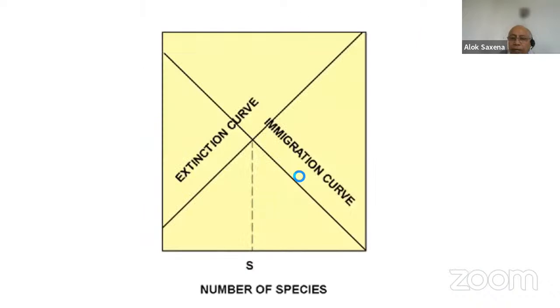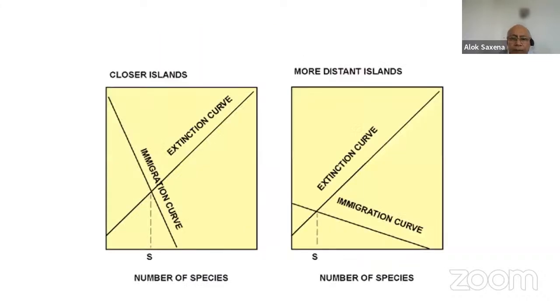Now we come to this slide, where there is an equilibrium between the extinction and immigration rates. That particular point, this intersection point, will determine the number of species on an island once equilibrium is reached. But this is an ideal situation. In fact, this does not happen exactly, because there are a number of other factors which also play a role. Now, let's see what the curve will be if an island is closer to the mainland.